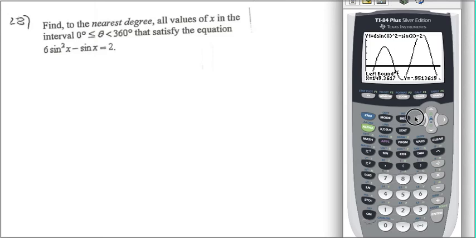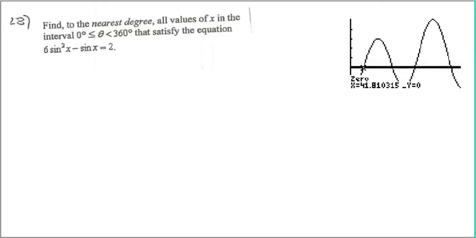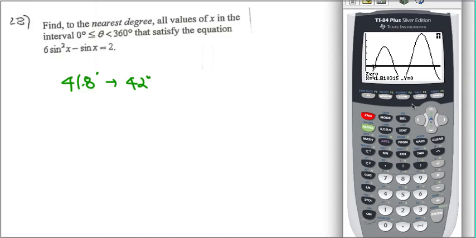Now since we are looking for all 4 values, I have to move to the left of the left bound. Press that, and then to the right side of the intersection that we are looking at. And that's our first answer. 41.8 degrees. But to the nearest degree, this implies 42 degrees. Now, second one. Zero.